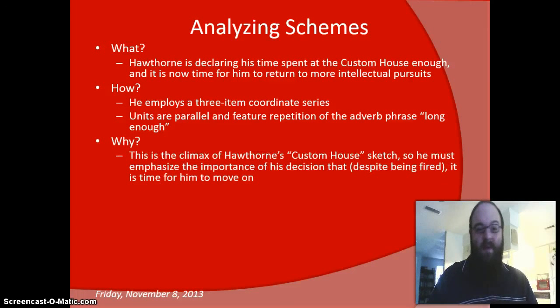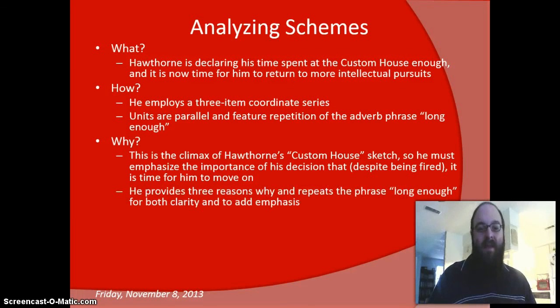Why does he do this? Well, first of all, you always want to start with trying to figure out what the obstacles are that he's trying to overcome. Here, this is the climax of Hawthorne's Custom House sketch. This is what the whole sketch has been building up to. So he must emphasize the importance of his decision that he's made. This decision that, despite being fired, it really is time for him to move on anyway. He provides his three reasons why in this statement and repeats the phrase "long enough," I think, for two reasons.